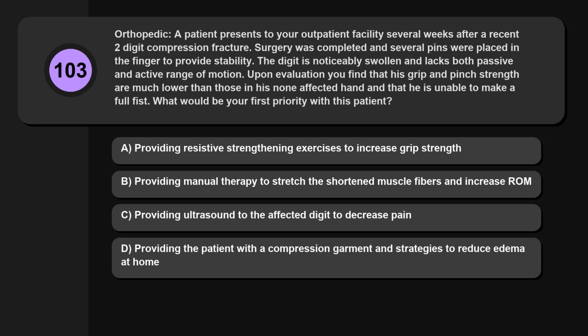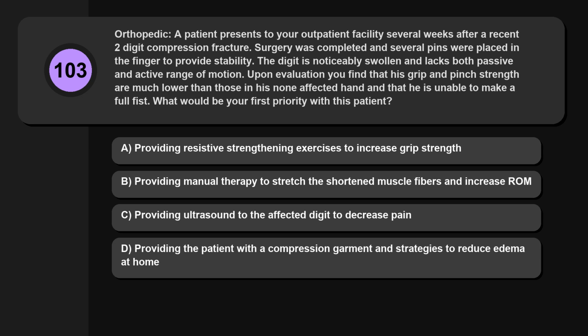Question 103. Orthopedic. A patient presents to your outpatient facility several weeks after a recent 2-digit compression fracture. Surgery was completed and several pins were placed in the finger to provide stability. The digit is noticeably swollen and lacks both passive and active range of motion. Upon evaluation, you find that his grip and pinch strength are much lower than those in his non-affected hand and that he is unable to make a full fist. What would be your first priority with this patient?